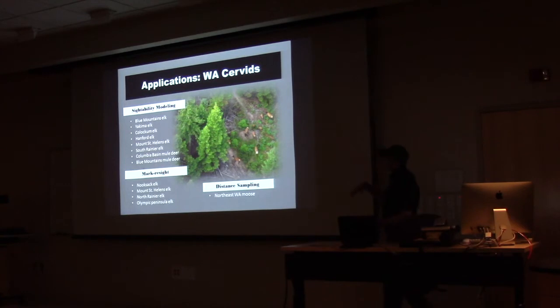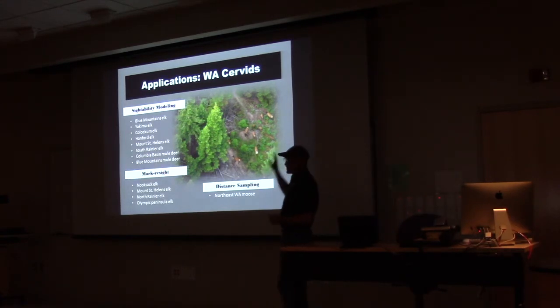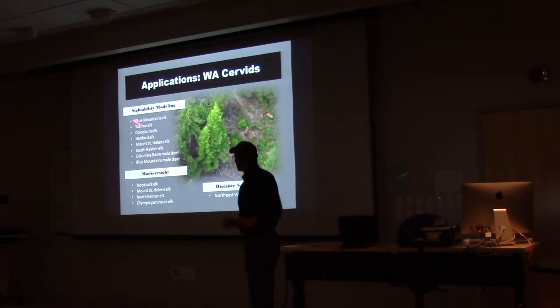Here's a summary of how we're applying some of these methods across the state of Washington. The Sightability modeling approach, we're using to monitor elk populations in the Blue Mountains in southeast Washington, the Yakima elk herd, the Cloquin elk herd, the Hanford elk herd, the Mount St. Helens elk herd, and what we call the South Rainier elk herd, some of those elk you see in Packwood. In fact, you might get close to running one over in Packwood one time. Columbia Basin mule deer was that project I talked about, and then Blue Mountains mule deer as well.